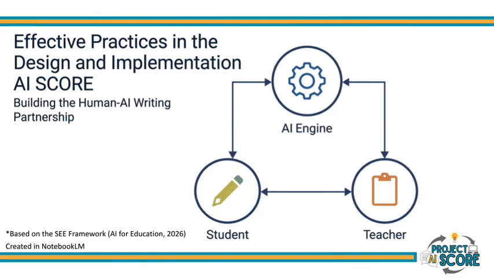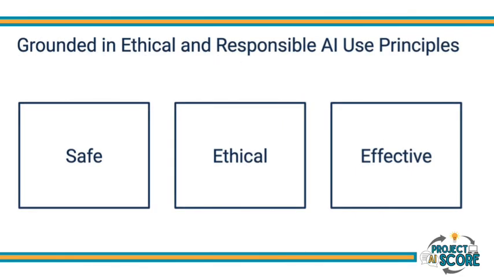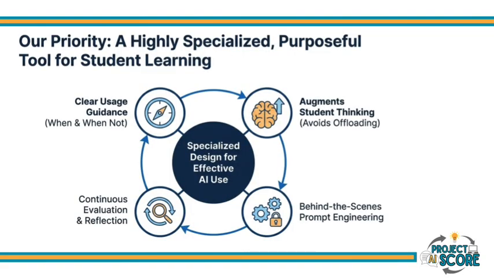This presentation series highlights AI Score's alignment to the key AI literacy principles of safe, ethical, and effective implementation, based on the C framework from AI for Education. This video will walk you through AI Score's effective practices so that you can confidently integrate it into your classroom's writing routine. Our priority is ensuring our platform operates as a highly specialized, purposeful tool that genuinely augments student learning.